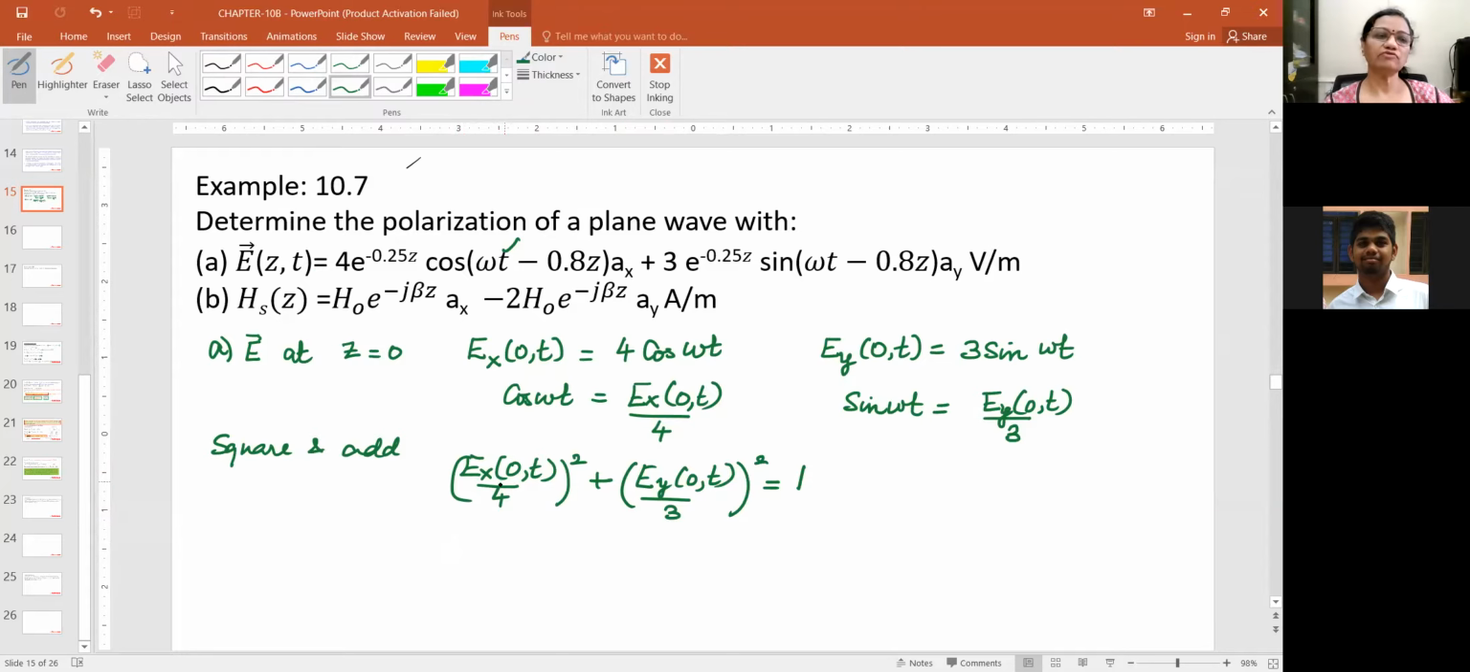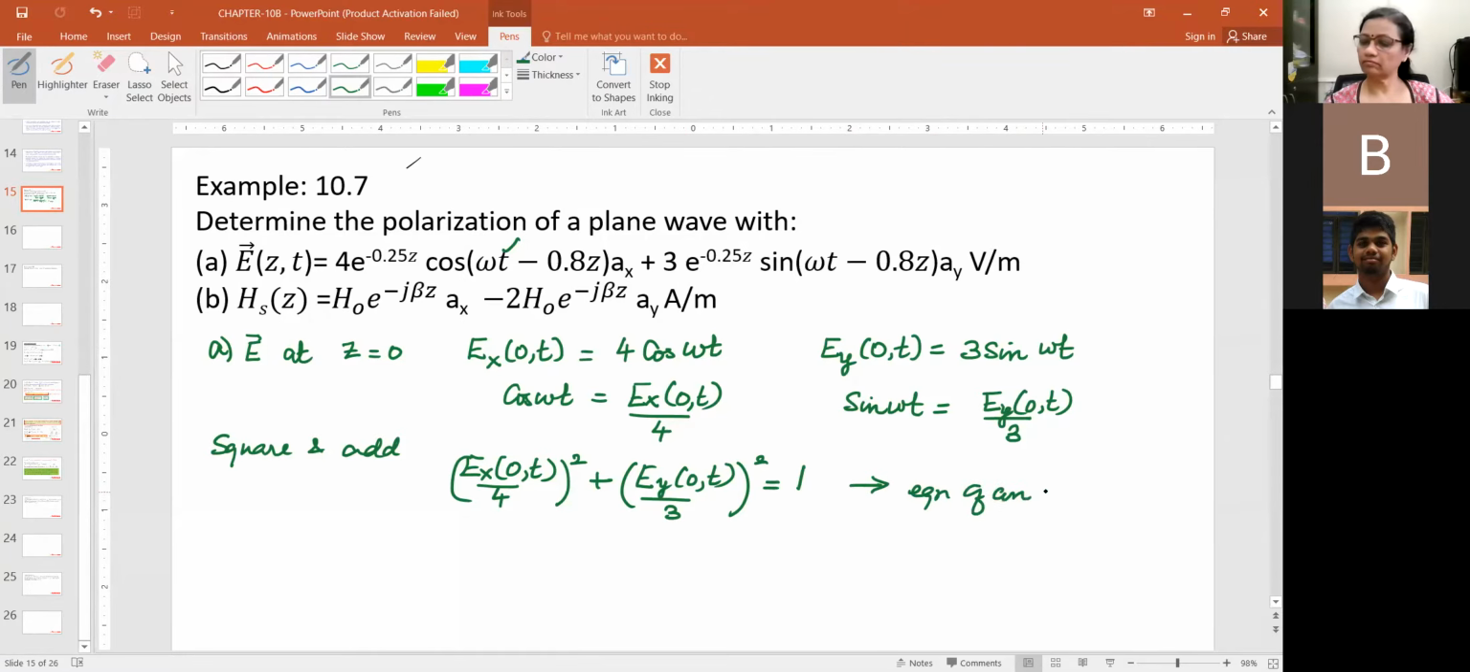Does this equation remind you of something? Isn't it an equation of an ellipse? Anyone? x square by a plus y square by b will be equal to 1. Right. Okay, so this is an equation of an ellipse. So what do you conclude? You can conclude that the polarization is elliptical. The polarization is elliptical.